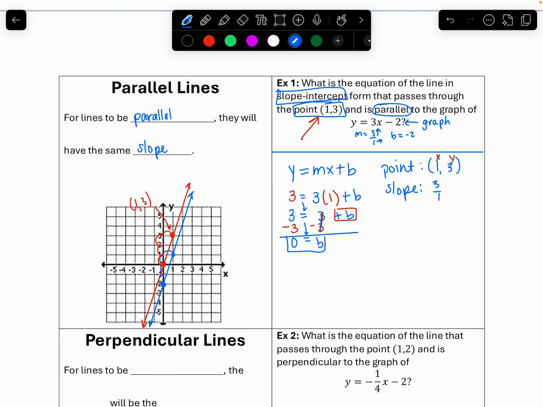So now we have our new equation. This is my m, and we have a b. We would just write y equals 3x plus 0. You don't need the 0, but it's just 3x, and there you go. You have your answer.